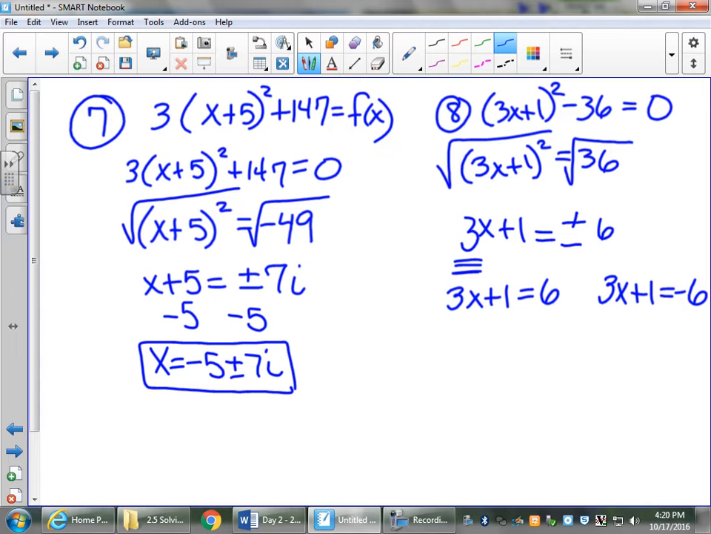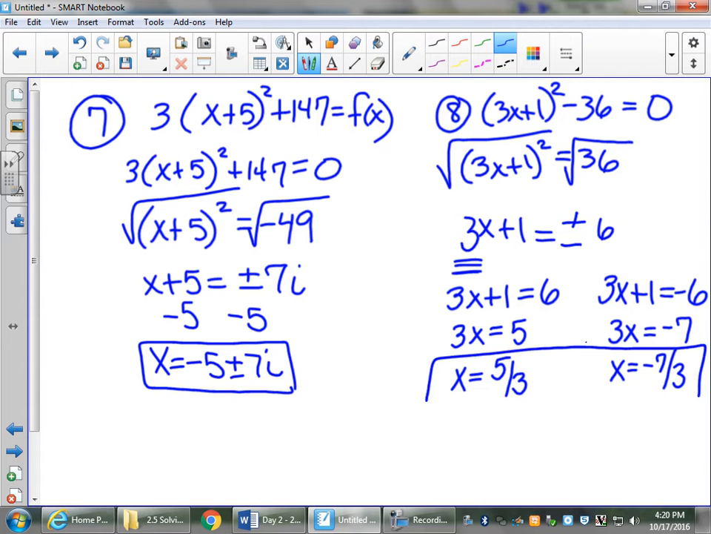So over here in the first one, if I subtract the 1, I'm going to get 3x equals 5. And if I divide by 3, my first solution is 5/3, my first root. And the second one, if I subtract the 1, I'll get negative 7. And if I divide by 3, I'll get negative 7/3. So I'm still getting 2 real solutions, 2 real roots there. 1 positive, 1 negative. The negative is not an imaginary answer because that wasn't a negative underneath a square root. Just a negative number.